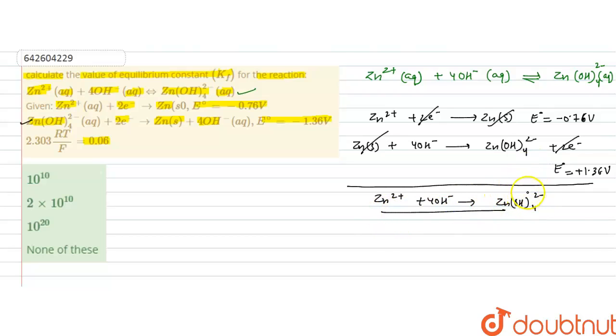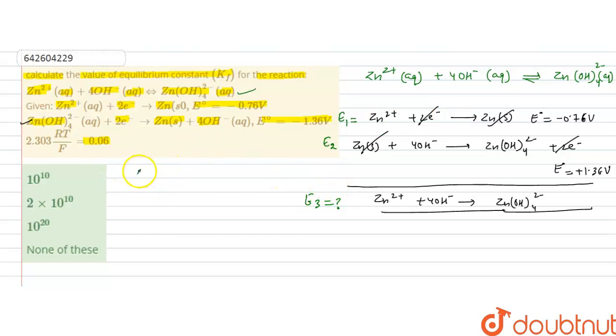And the E naught of the cell will be, this is the oxidation potential and this is the reduction potential. Now see, if we have to calculate the E for this reaction, let's say this is E3, and E1 is this and E2 will be this. So we have to calculate E3.